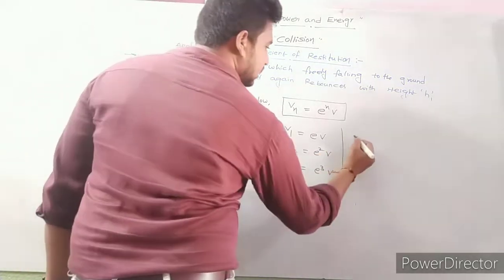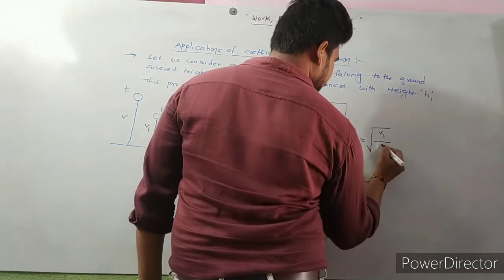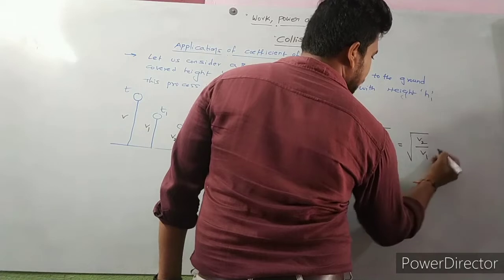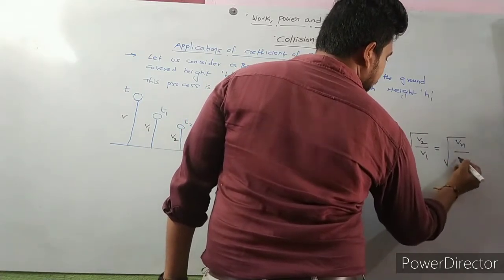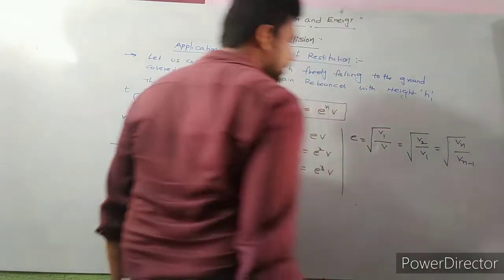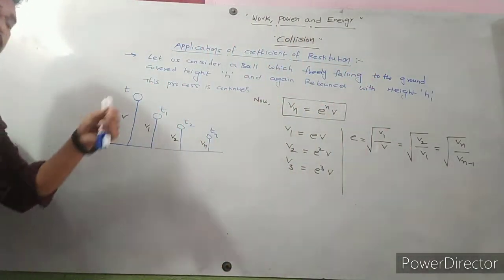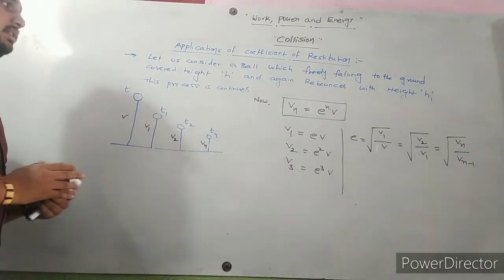So this is very important. e is equal to v1 by v, and v2 by v1, and so on, vn by vn minus 1. Okay, so this is the relation between velocity and coefficient of restitution. Okay, next.